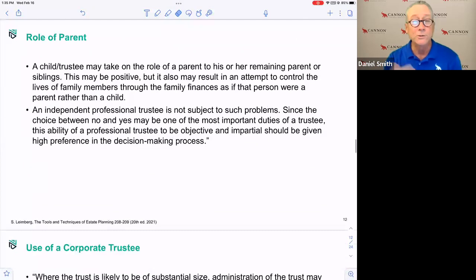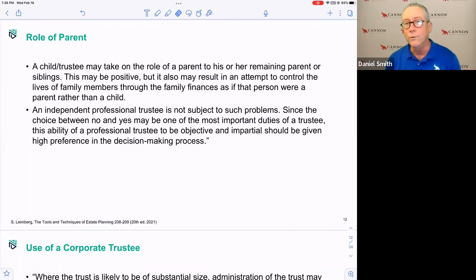You can avoid all that simply by using professional trustees, corporate trustees, people who know what they're doing in the area and are going to make sure, almost to the point of being obnoxious about it, that things are done absolutely correctly. So I thought this was an interesting way to put it. It's out of Stephen Leimberg's Tools and Techniques of Estate Planning.